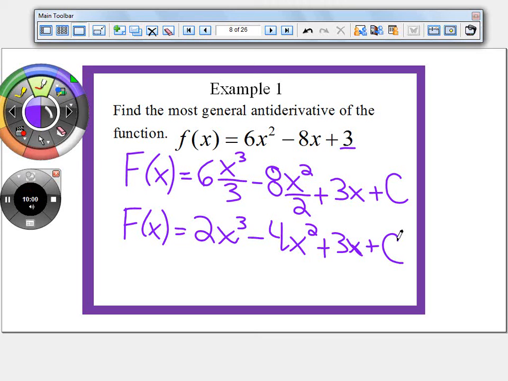plus c. So that would be your most general antiderivative. Now, is there a way to check that?